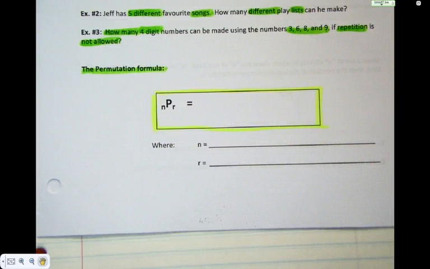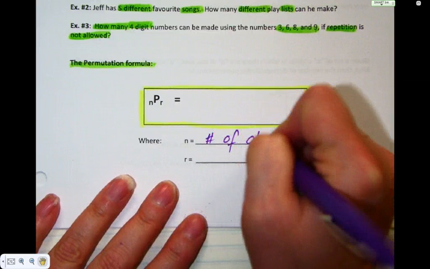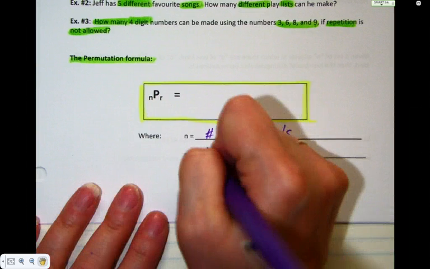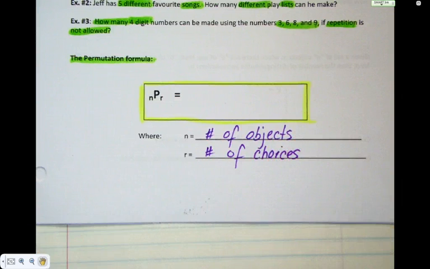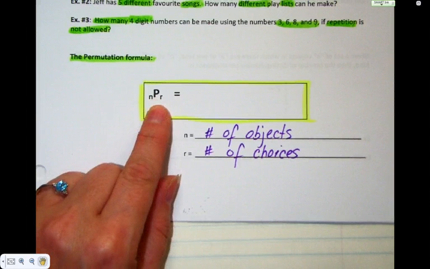So we call this the permutation formula. We read it as NPR. N and R are always subscript, so they're smaller and lower. N represents the number of objects. That's not hashtag of objects, that's number of objects, okay, just so we're clear on that. R is the number of choices. So N is how many things do we have, R is how many do we need to pick. You'll often hear people call this N pick R, just because we're picking things.